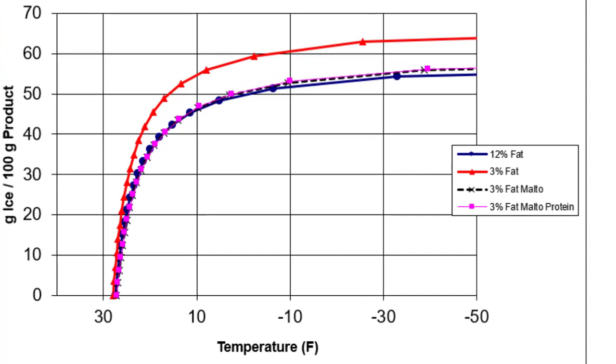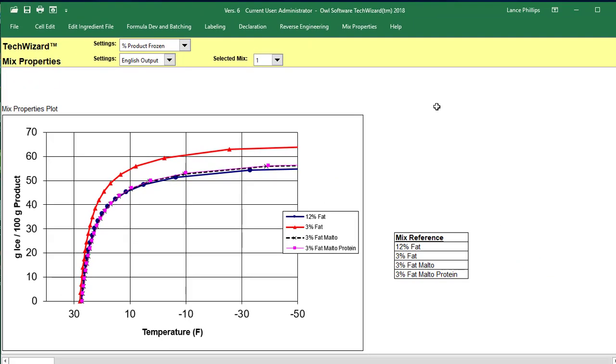Our goal of reformulating for 3% fat and 6% protein is a success. The ice content of the 3% fat formula with maltodextrin, and the 3% fat formula with maltodextrin and concentrated milk protein are so similar to the 12% fat formula that it's hard to distinguish the plots. Becoming a frozen dessert expert is in part about understanding and controlling how ingredients influence ice content. I think we've met our goal of demonstrating how to accomplish this.